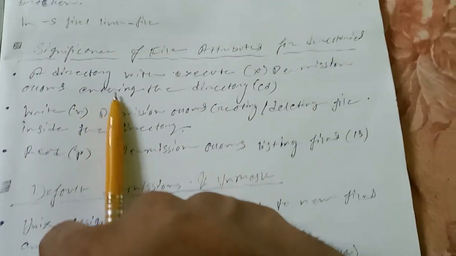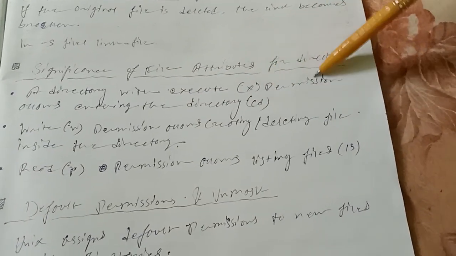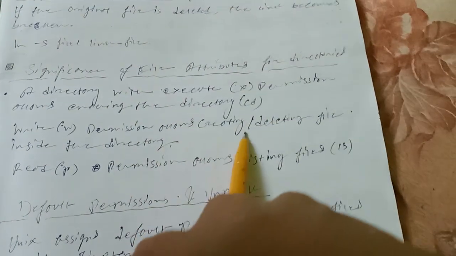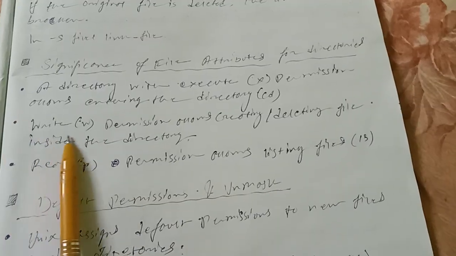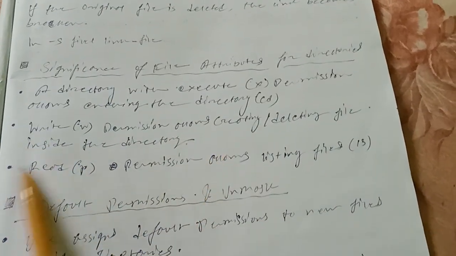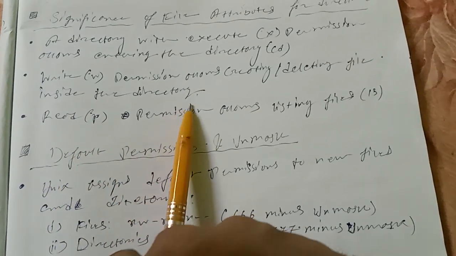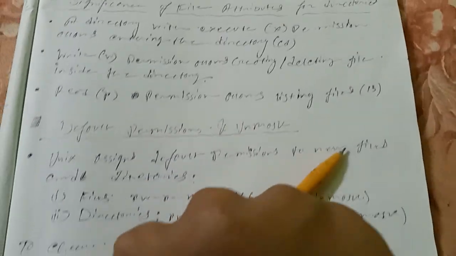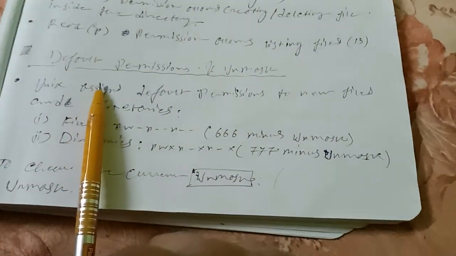Now see the significance of file attributes for directories. What is the significance of file attributes? A directory with execute permission, x permission, allows entering the directory, cd. Write permission allows creating or deleting files inside the directory. And read permission, or r permission, allows listing the files, or ls. So you got it right. It's easy peasy.